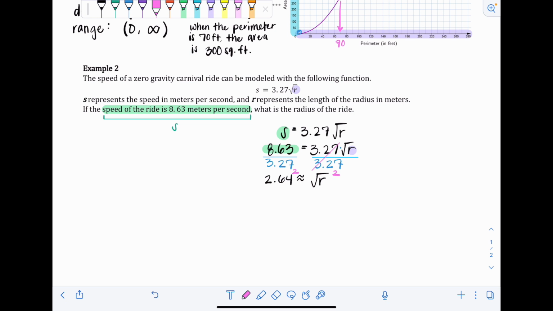So 2.64 squared is 6.97. If we round up, it was 6.9696. So that 9 rounds the 6 up to a 7. And then on the right side of the equal sign, that radical just cancels out and we're just left with r. So that means that the radius of the ride is approximately 6.97 meters.